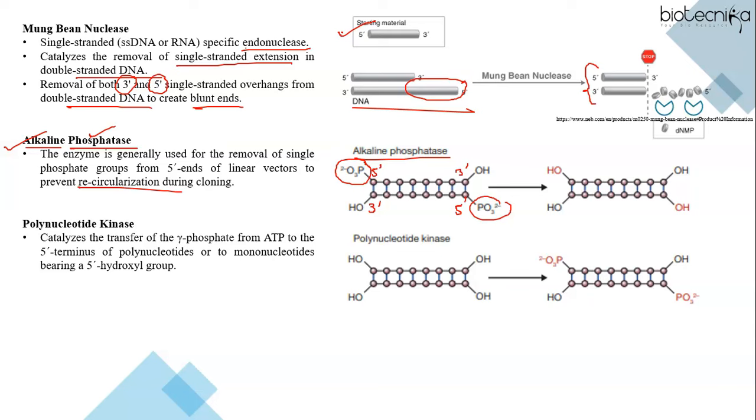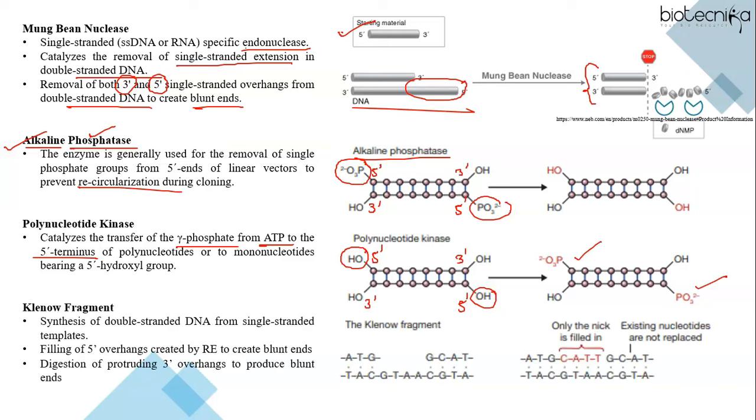Polynucleotide kinase works just opposite to that of alkaline phosphatase. As shown here, at the 5' end, phosphate group is missing. So polynucleotide kinase adds phosphate group at the 5' terminus of polynucleotides or mononucleotides. So it catalyzes the transfer of gamma phosphate from ATP to 5' terminus of the DNA, bearing a hydroxyl group.